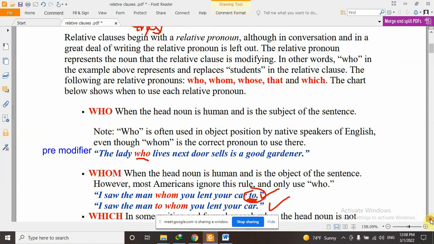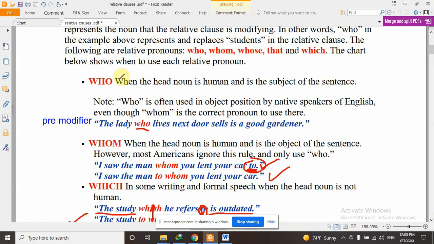The who is used when the head noun is a human being and is the subject of the sentence. Now note this.